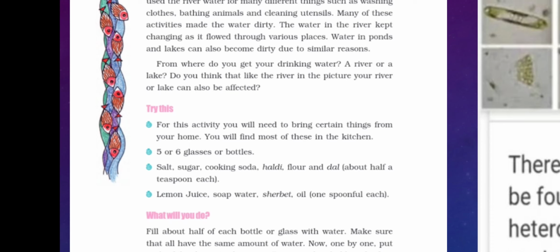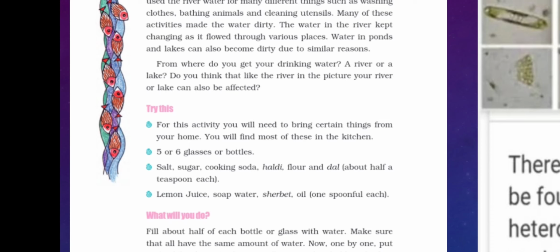A river or a lake? Do you think that, like the river in the picture, the river or the lake can also be affected? In the picture you have seen that the river water, while coming down from the mountain top, is very clean, but while it is passing through several cities or towns, gradually it is becoming dirty. So what is the main reason?